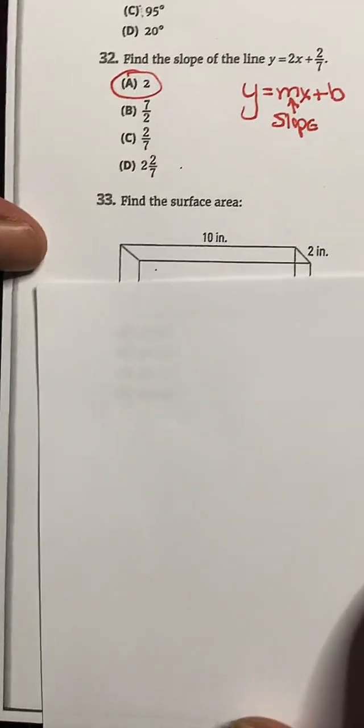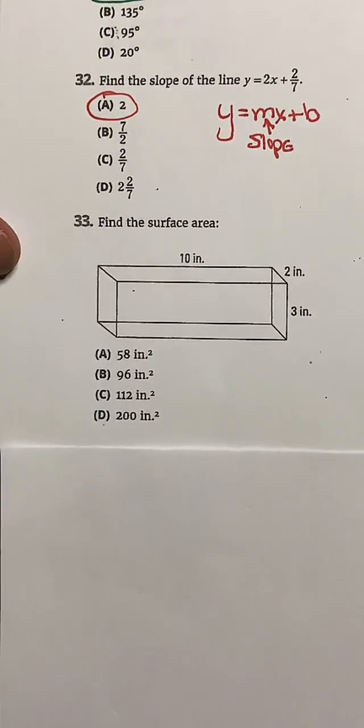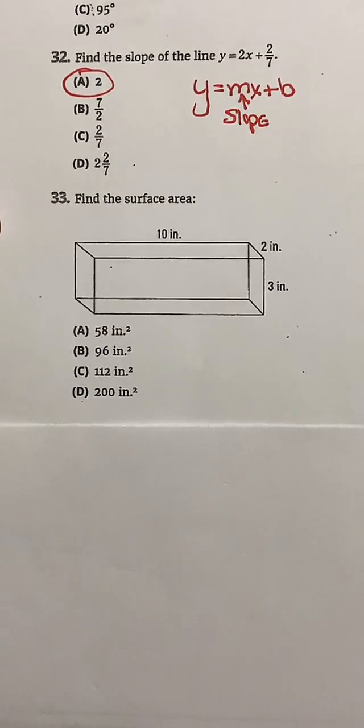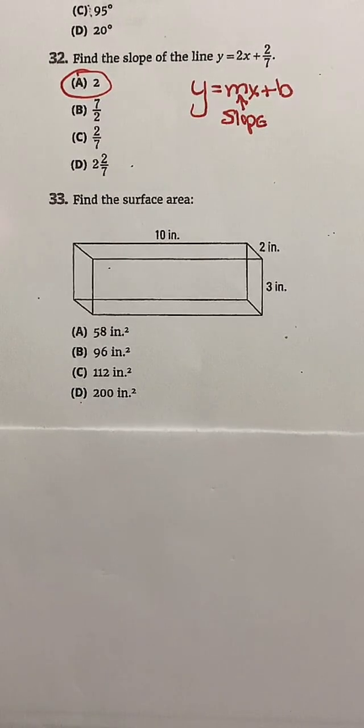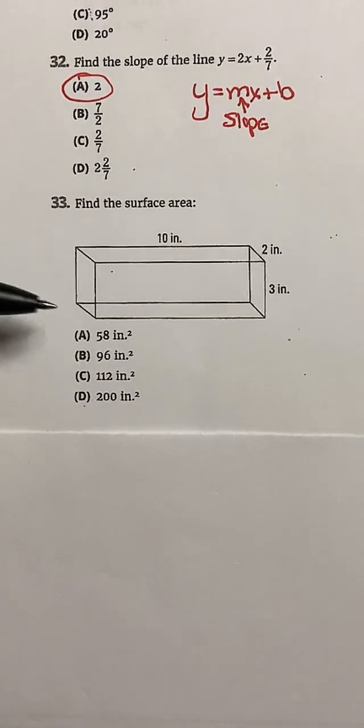All right. So we got this one. Surface area. All right. So my person that's taking that GED next week, here you go. This is a 4-point question. Find the surface area. It didn't say find the volume. Find the surface area. Is it A, 58, B, 96, C, 112, or D, 200?